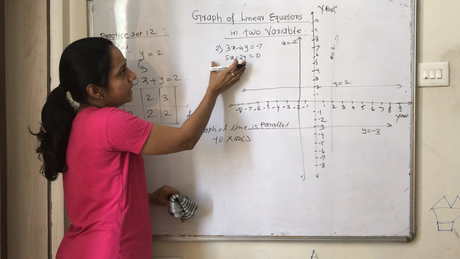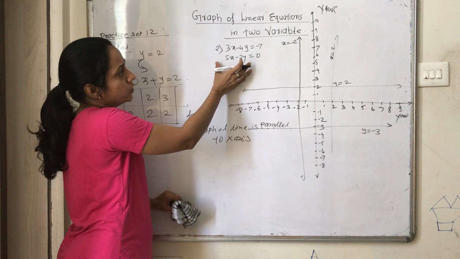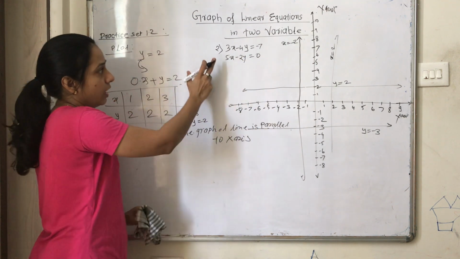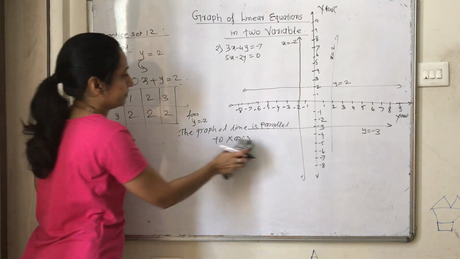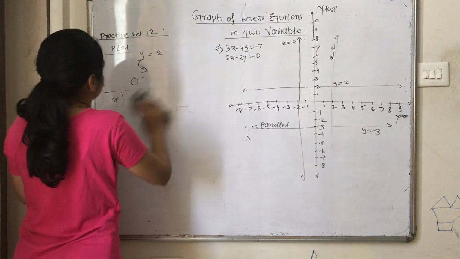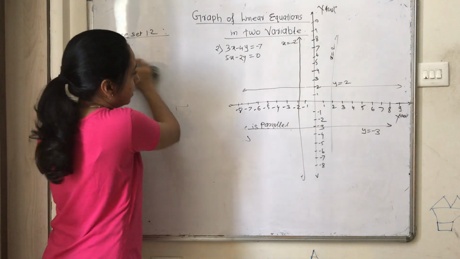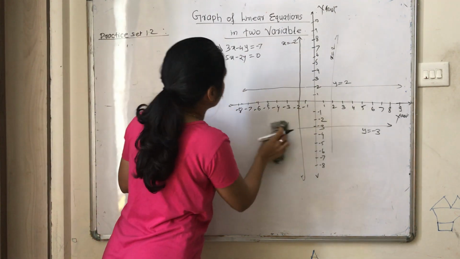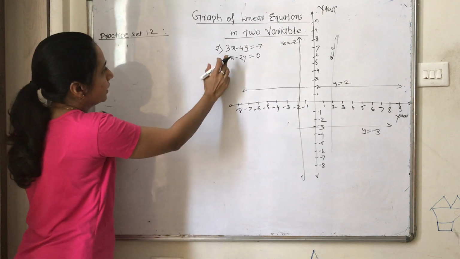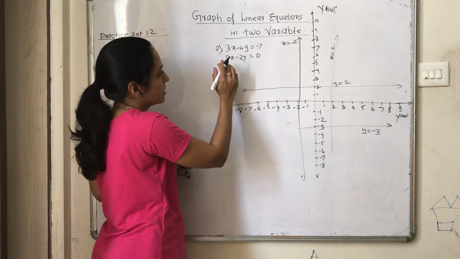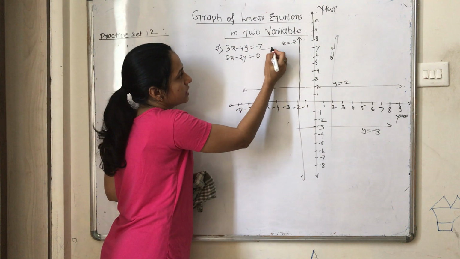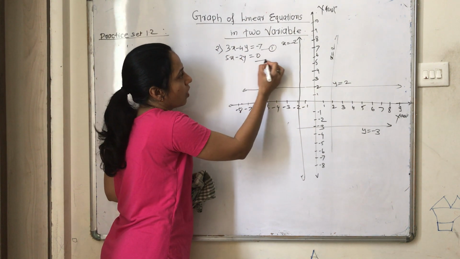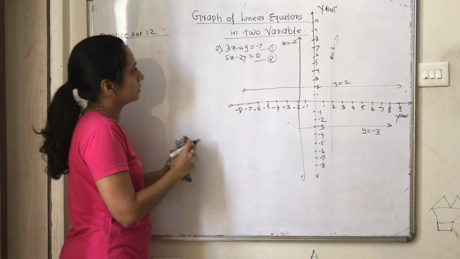Solving the linear simultaneous equation using the graphical method. Okay, we have solved one problem for this topic. We will take the next problem. This is from practice set 1.2. The question is 3x minus 4y is equal to minus 7 and 5x minus 2y is equal to 0. I will call this equation number 1 and this equation number 2.